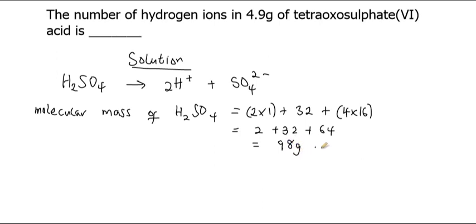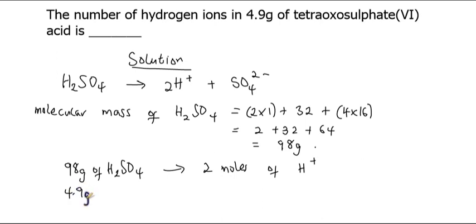So now, coming back to this equation, we can see that 98 grams of H2SO4 contains 2 moles of hydrogen ions. So now, if we are given 4.9 grams of H2SO4, how many moles of hydrogen ion will be present? So 4.9 grams of H2SO4 will then contain X moles of hydrogen ion.